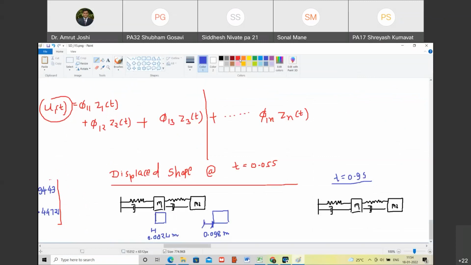Yes, sir. So the displaced shape is shown here in red color. This mass has displaced towards left by approximately 0.04. However, the second mass has displaced towards right, but by a very small amount, that is 0.01. Are you with me? Yes, sir. Doesn't this surprise you? One mass is going to the left hand side and the other mass has gone to the right hand side. So you can understand that masses m1 and m2 are oscillating with different frequencies. Are you with me? Yes, sir.